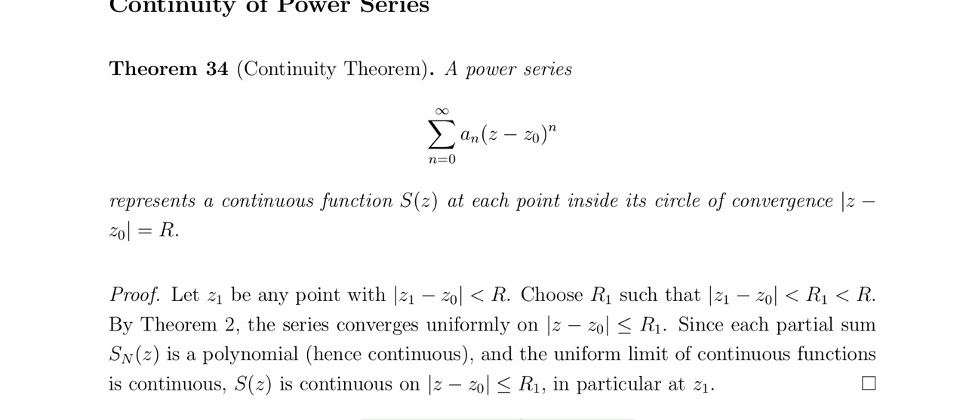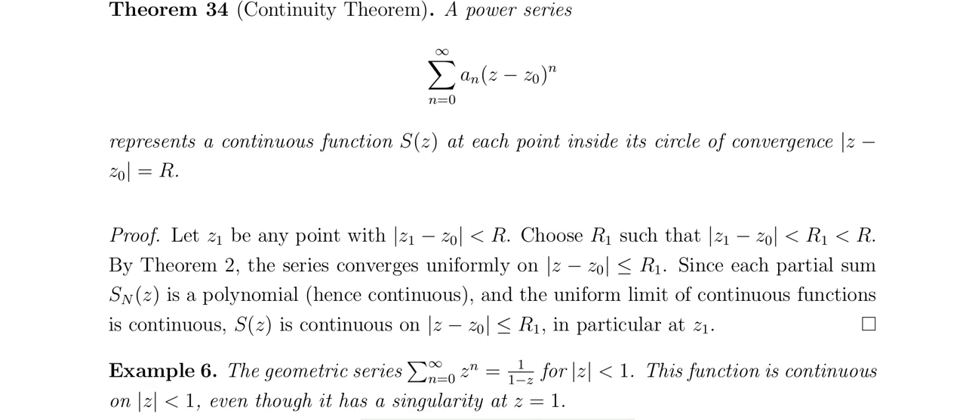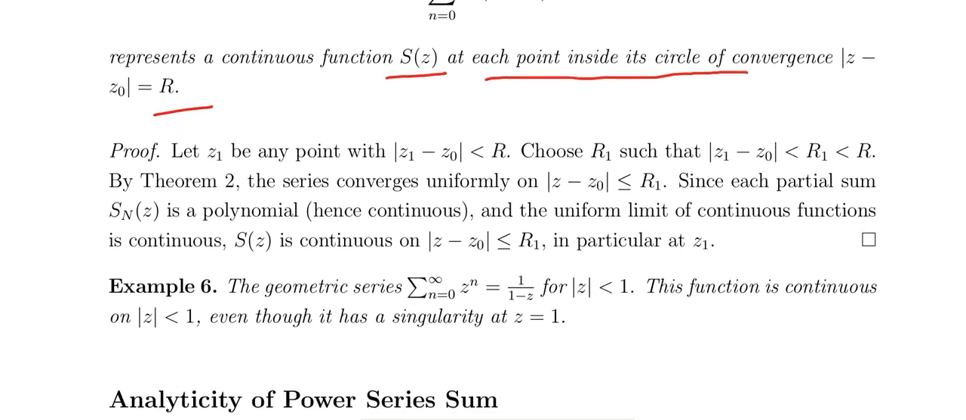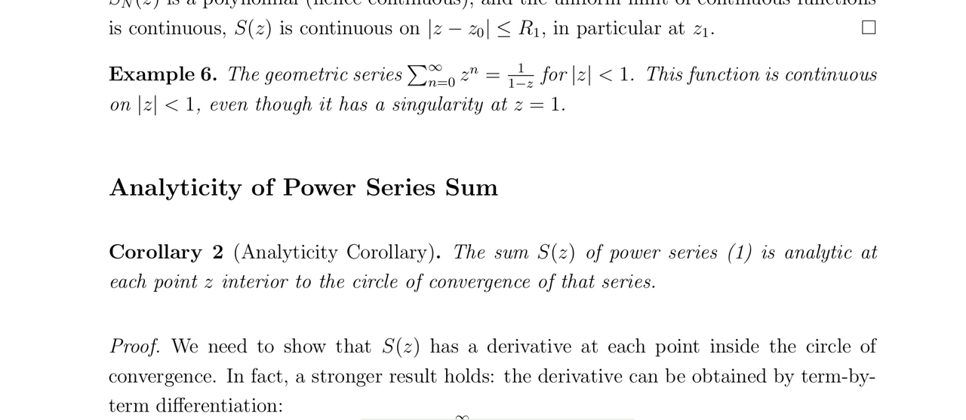A power series summation a n (z minus z0) whole power n represents a continuous function, that is s of z, at each point inside its circle of convergence. The power series represents a continuous function s of z at each point inside its circle of convergence, mod of z minus z0 less than r. So the summation z power n, the geometric series 1 by 1 minus z, mod z less than 1. This function is continuous on mod z less than 1, even though it has the singularity at z equal to 1. That is very important.